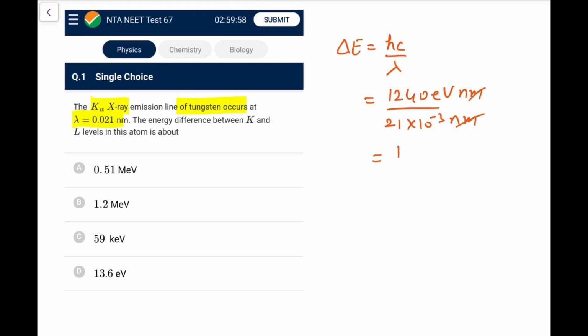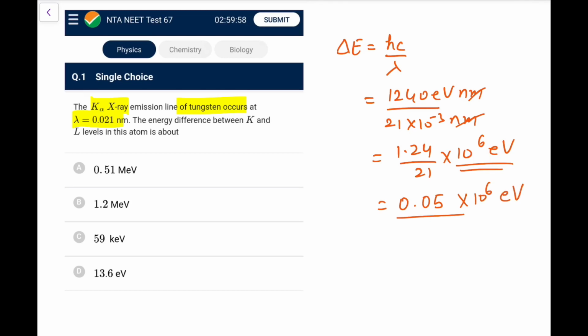So it becomes 1.24 upon 21 into 10 to the power 6 eV. I can write it like this. So this is mega eV, and if I do this, it won't be in mega eV, it would be a very small value. If I do this, it is 0.05 into 10 to the power 6, or it would be some higher value. So it is about 59 kilo electron volt, it would be something like that. So I can go for 59 kilo electron volt.